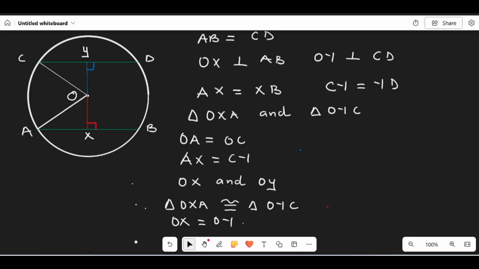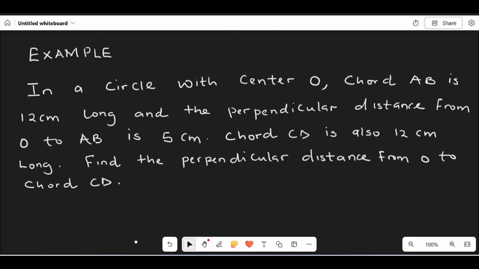That is the proof. Let us consider this example. In a circle with center O, chord AB is 12 cm long and the perpendicular distance from O to AB is 5 cm. Chord CD is also 12 cm long. Find the perpendicular distance from O to chord CD.